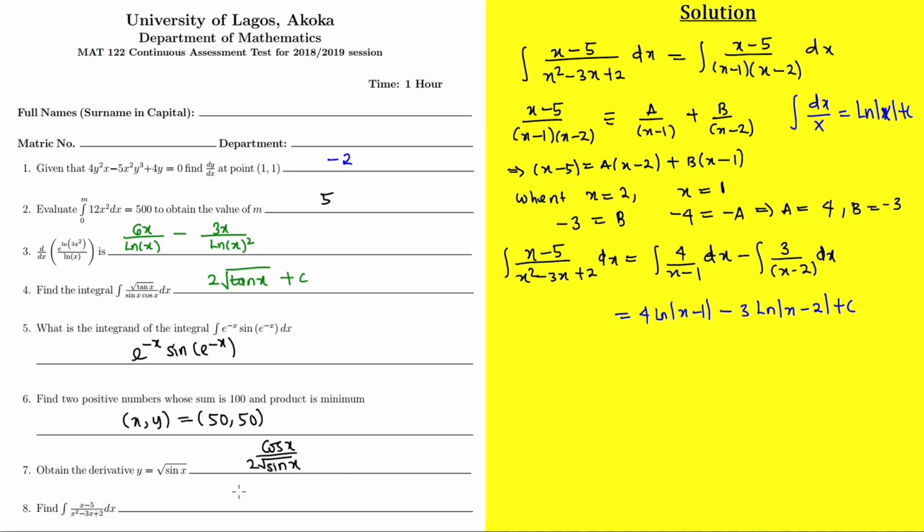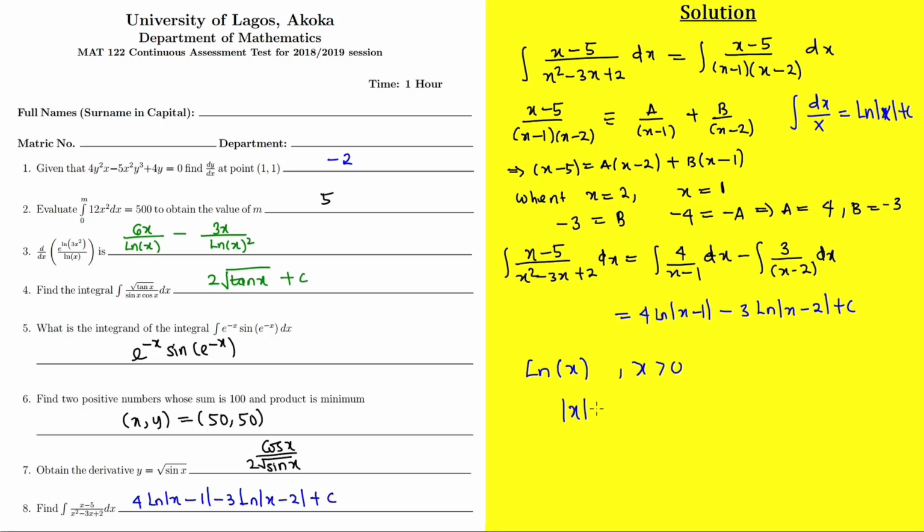So that means the correct answer to this question is what? 4 ln absolute value of (x minus 1) minus 3 ln absolute value of (x minus 2) plus c. Now why we had absolute value is because I know that the logarithm function on a real value function takes a positive argument. For me to get my answer on a real line, the argument here must be positive. So to remove all those exceptions, I just take the absolute value.